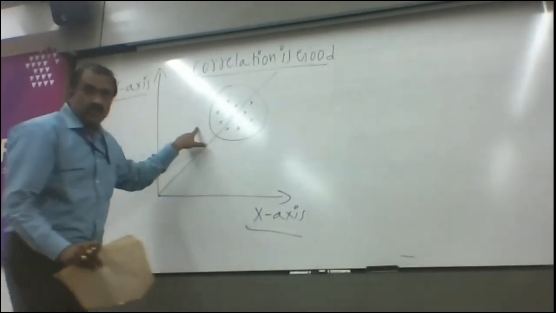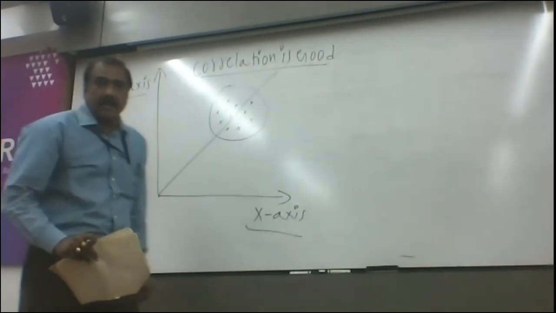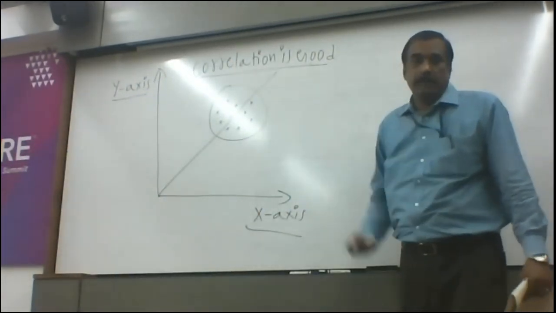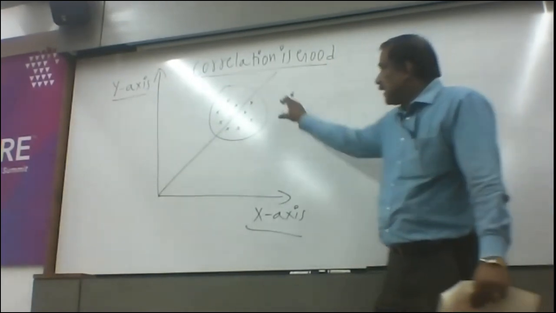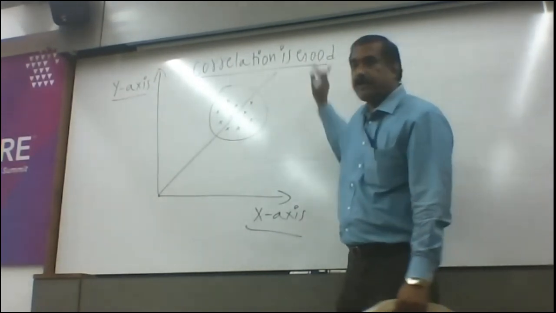If you see here, there is a matching which is plotted. All the points we have plotted on the graph paper. Understood? On the graph we have plotted. So when the points are coming together like this, we can say the correlation is good.